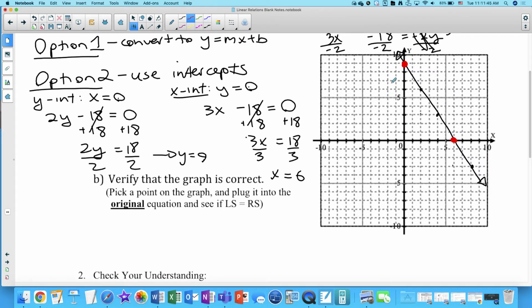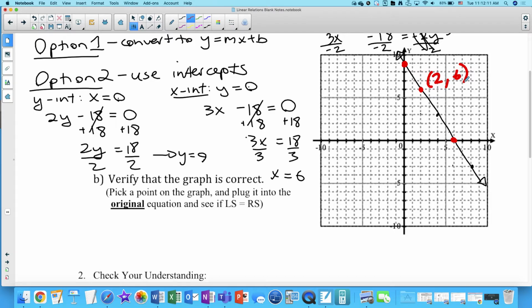So when we're verifying, we've spoken about this before. There's a couple of bad choices for points. What do you think those are in this case? Y-intercept and x-intercept, yeah. So pick something that's not one of those because those can give you false positives, okay? So I'm going to maybe pick this point here. This is the point 2, 6.